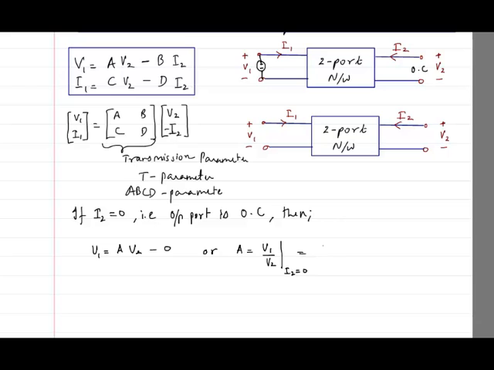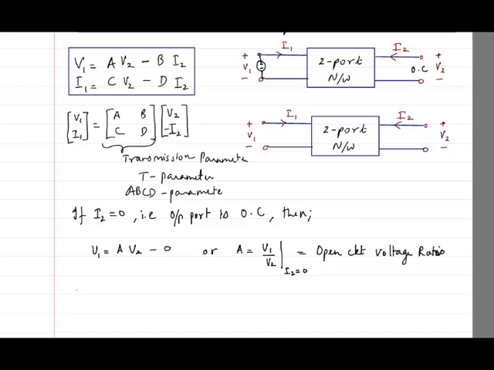And this is called the open circuit voltage ratio. Why? Because you have the ratio between input voltage and output voltage, so this is the voltage ratio. And why is it open circuit? Because the output port we have kept as open circuit. So we will call it the open circuit voltage ratio.